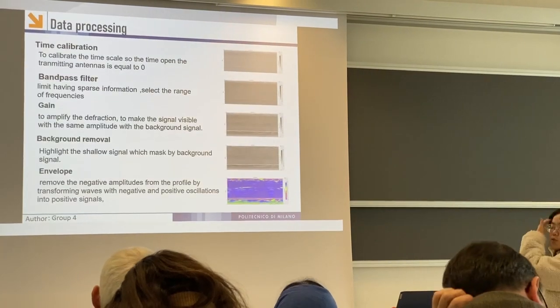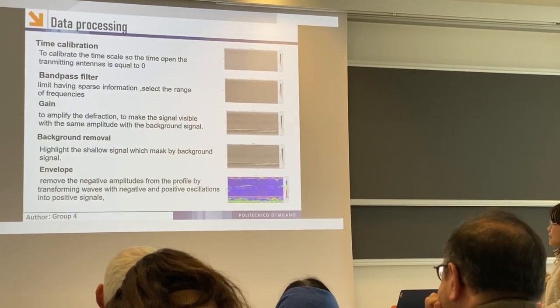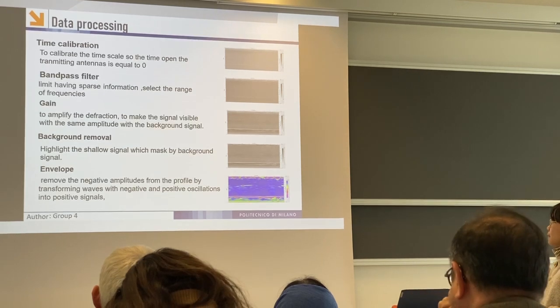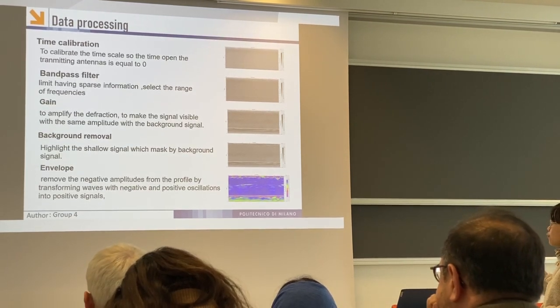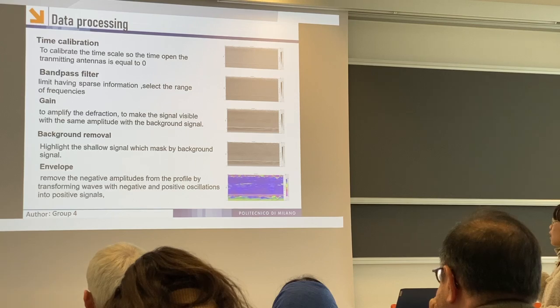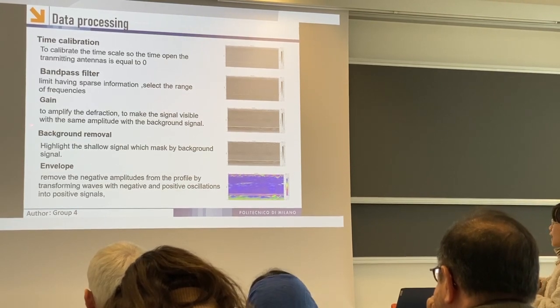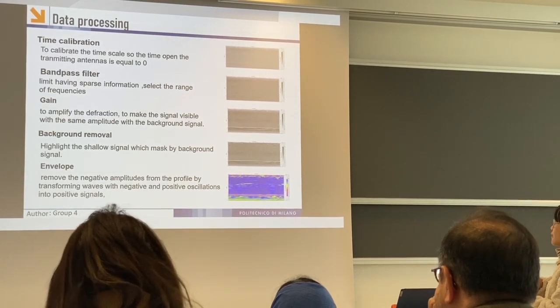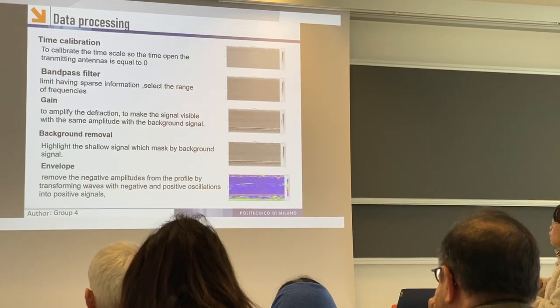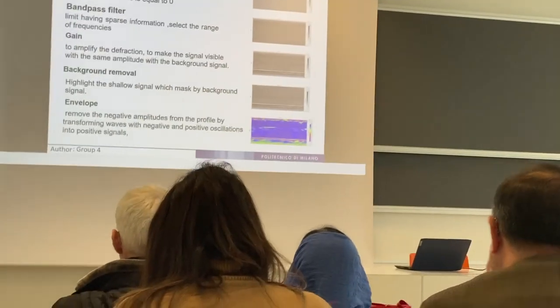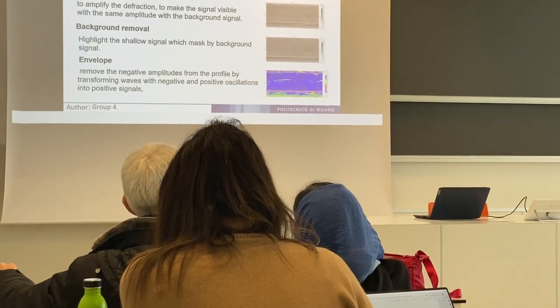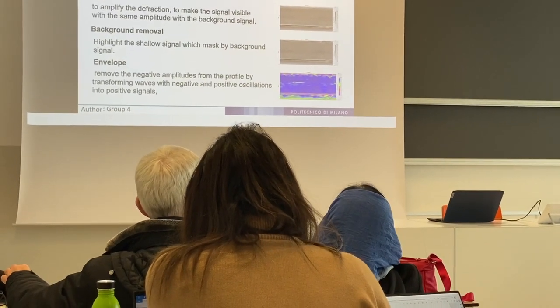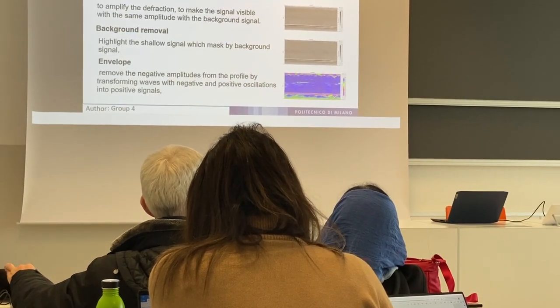And using software, we do some data processing like time calibration, bandpass filter, gain, background removal, and envelope. The main, I think very important, part is about the gain. It's used to amplify the diffraction and to make the signal visible at the same amplitude as the background signal. And these 5 steps are easy, so I won't say more about that.